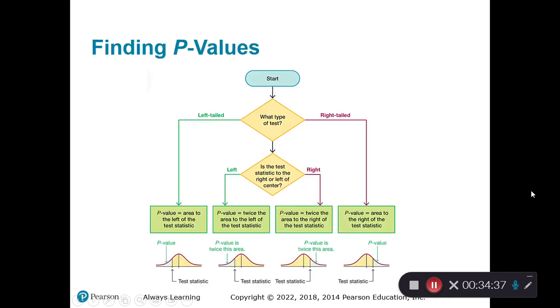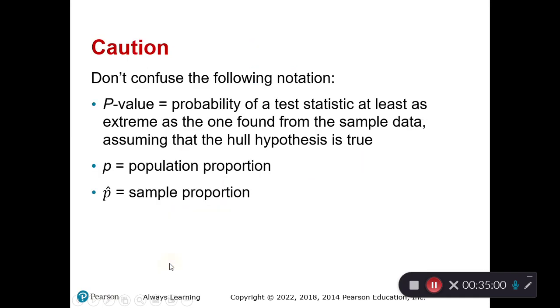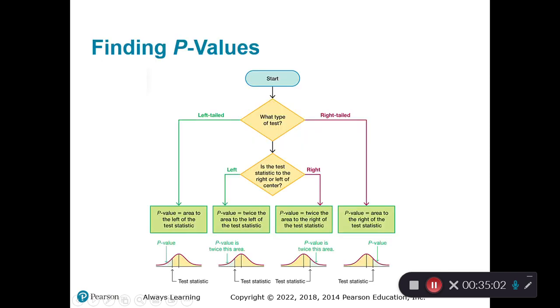All right, let's look at this figure that summarizes what to do with the p-value, if that was the method that you chose to use. So if your test statistic is to the left of the center of the curve, then the p-value is going to be the area to the left. Excuse me, I fast forwarded too fast. It is going to be the area to the left of that statistic if you have a left-tailed test.